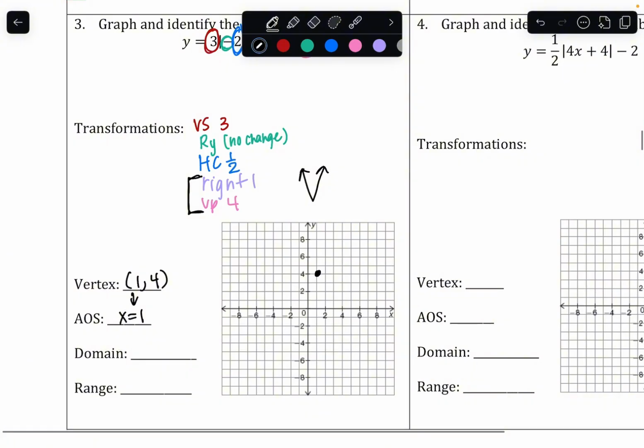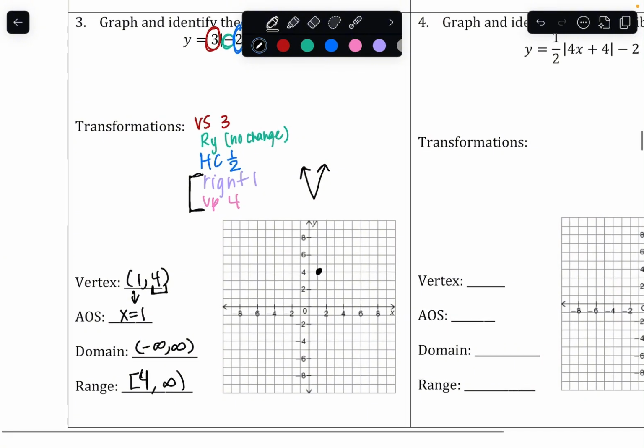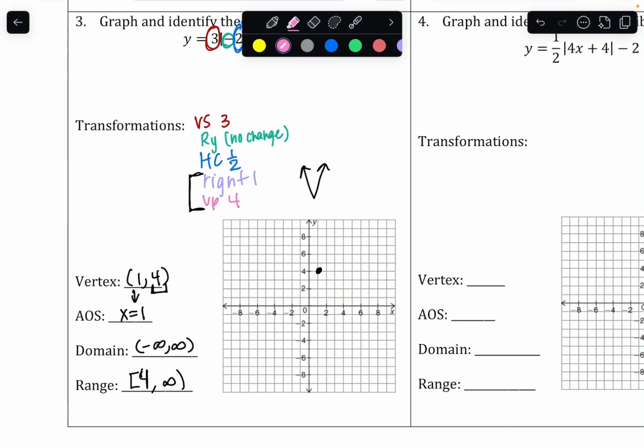Okay, domain is all real numbers all the time. And then our range, because it's opening up, it is going from this vertex at 4 to infinity. Okay, and so to color code some of these things, this 4, the y value of your vertex always shows up in your range. The x value of the vertex always shows up in your axis of symmetry.